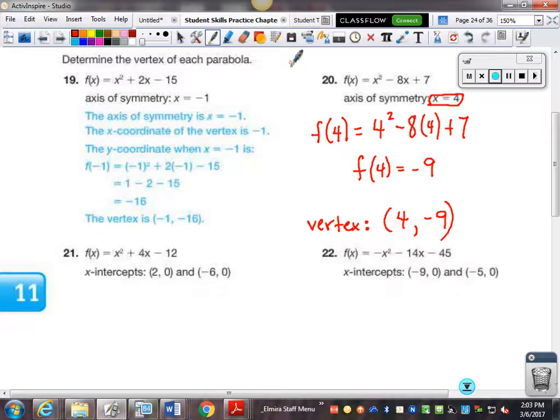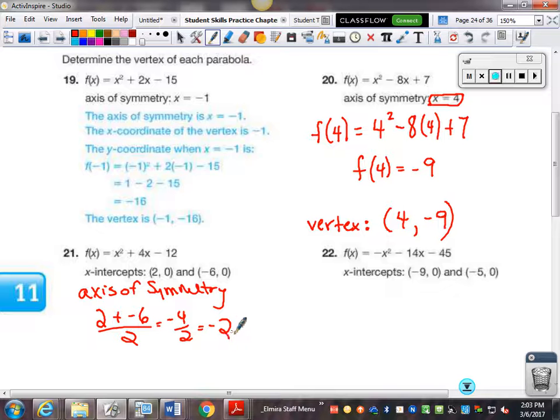Okay, number 21 does not tell me my axis of symmetry. And again, we're doing this algebraically, not in the calculator. So, I don't know my axis of symmetry. Kind of need to know that in order to do this algebraically. What I do have is a pair of intercepts, so they're symmetric points, so I can figure it out. 2 plus negative 6 over 2, so that's negative 4 over 2, which is negative 2. So my axis of symmetry is x equals negative 2.